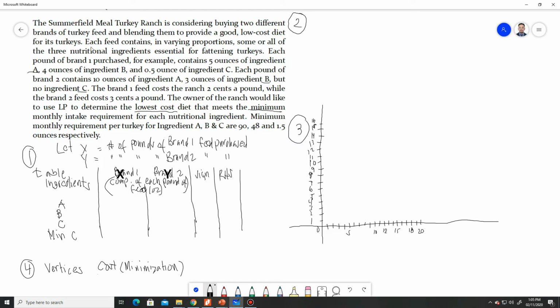When we read this, each pound of brand 1, for example, contains 5 ounces of ingredient A, 4 ounces of ingredient B, and 0.5 ounce of ingredient C. Each pound of brand 2 contains 10 ounces of ingredient A, 3 ounces of ingredient B, but no ingredient C.